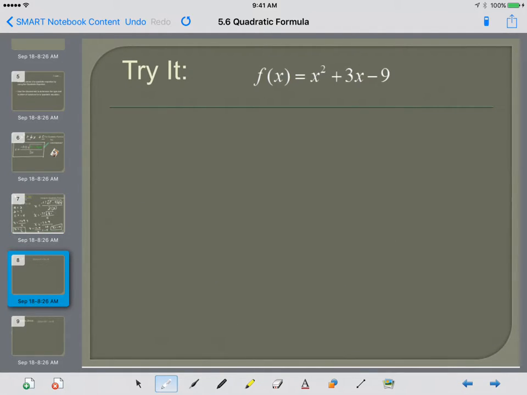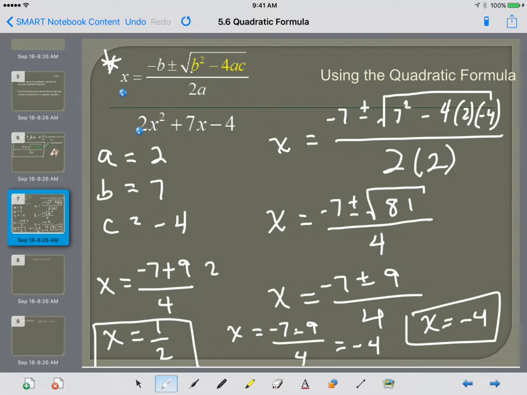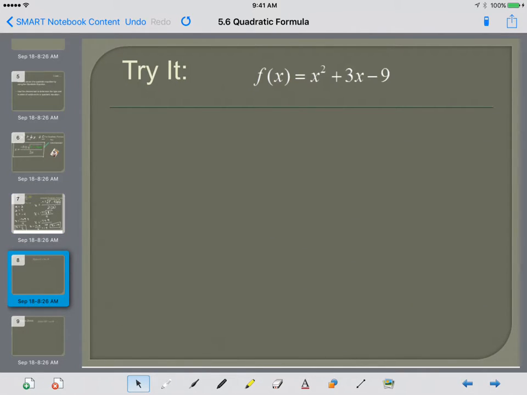Let's try a second example. Now this example I know is not going to turn out very nice. Again, we're going to use that same formula. Make sure you have your quadratic formula handy, written down somewhere. Pick out a, b, and c. a is 1, b is 3, c is negative 9. We're going to plug it in.